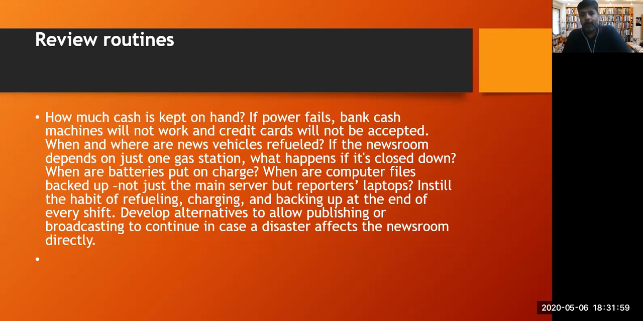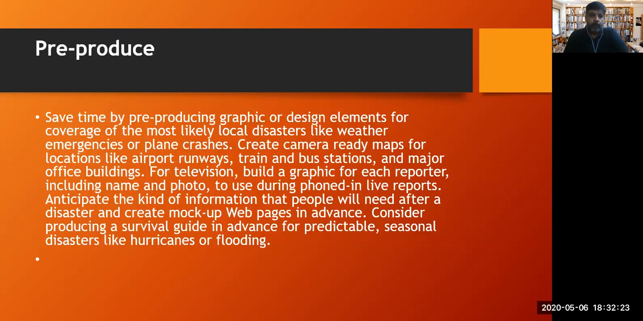So you need to develop alternatives to allow publishing or broadcasting to continue in case of disasters that have affected your newsroom. When Hurricane Katrina struck the United States, local television got affected badly. So you need to have a backup plan as well. If your area is struck by a disaster, then how are you going to broadcast?